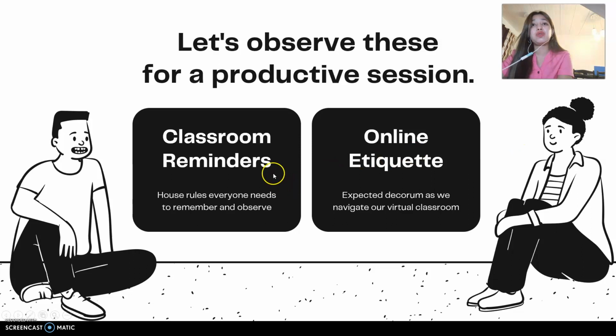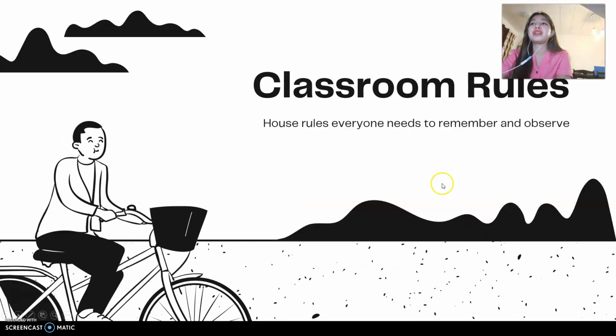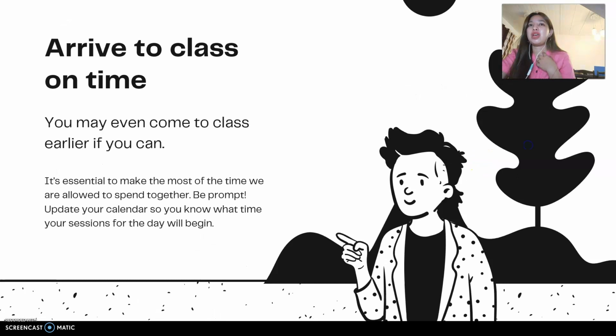So we have two things: classroom reminders and online etiquette. Classroom reminders are house rules everyone needs to remember and observe. On the other hand, online etiquette means expected decorum as we navigate our virtual classroom. So let's proceed first with the classroom rules. As I said a while back, these are rules that everyone needs to remember and observe.